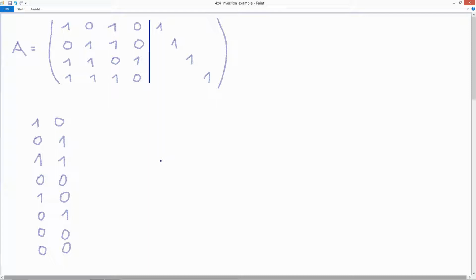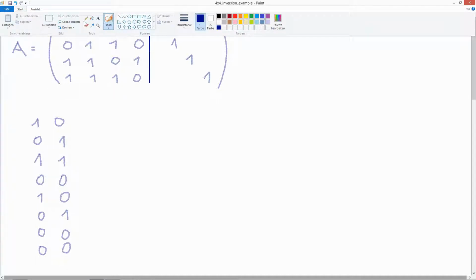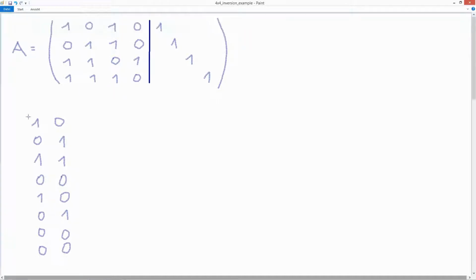Now we choose a 2x2 submatrix inside of this new matrix here that has a non-zero determinant. For example, we can choose this submatrix here. So this submatrix here has a non-zero determinant because the determinant is 1. Now we have to calculate some cross products.